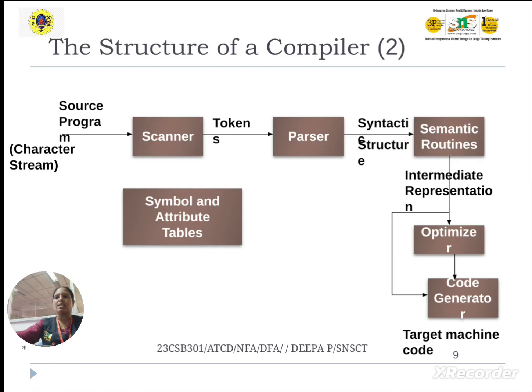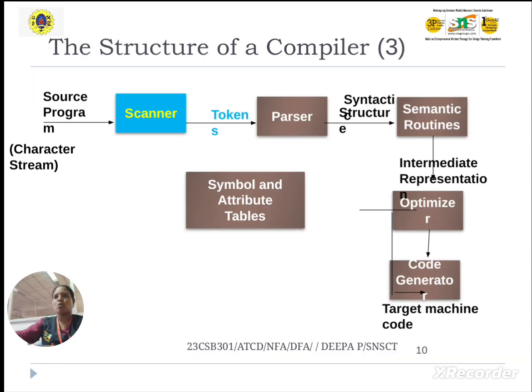The first phase is lexical analysis, also known as the scanner. It reads the input program character by character and groups them into meaningful units called tokens, for example keywords, identifiers, and symbols. This is where the concepts of regular expressions, NFA and DFA, which we already saw in the previous PPTs, come into play. They are used to define efficient lexical analyzers that can recognize patterns in the input stream.